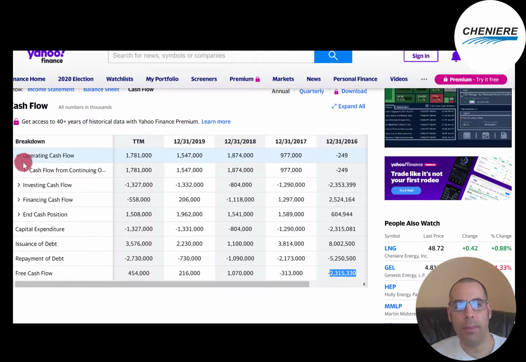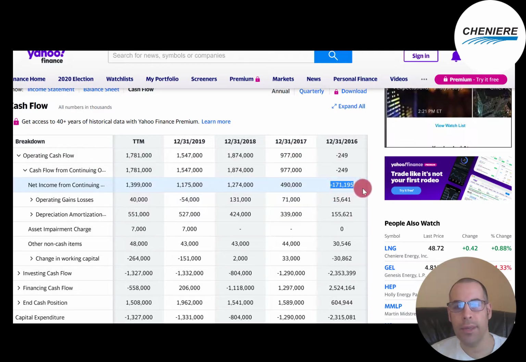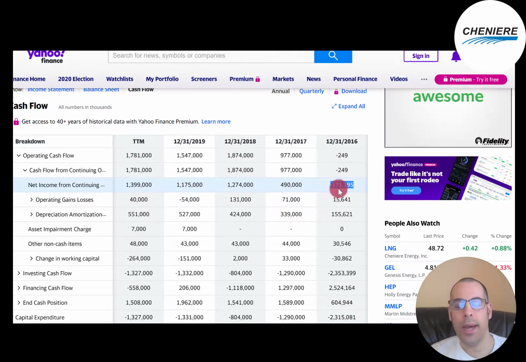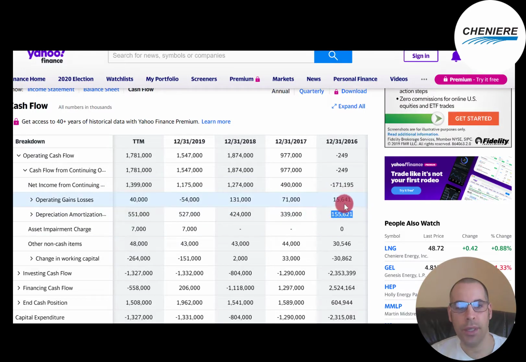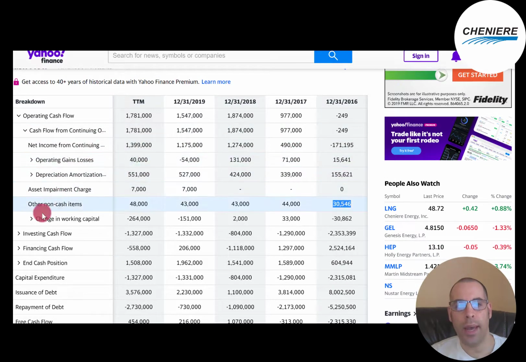And if you open up operating cash flow, the way you calculate cash flow from operations, you start with net income. It was negative in 2016. And then you add back the non-cash items. So you add back depreciation and amortization and other non-cash items. And you also adjust for working capital.